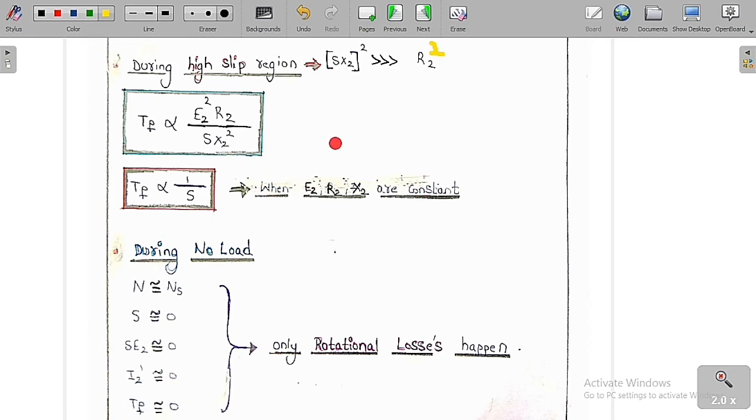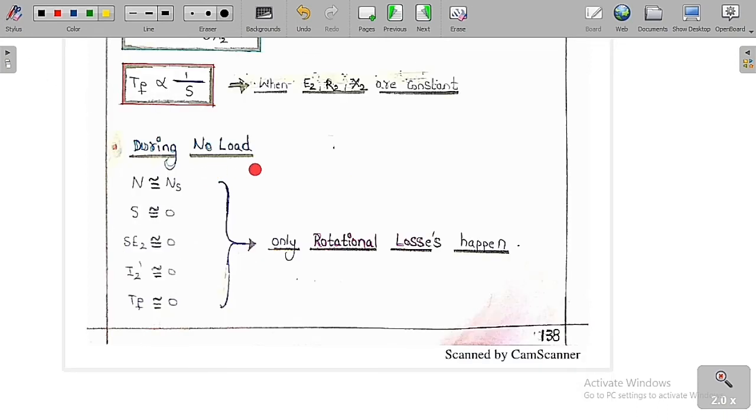We can say in the stable region, or the low slip region, S into X2 whole square is always lesser than R2, whereas in the high slip region S into X2 whole square is always greater than R2 square. This is a thing that you always have to remember. So we are going to get the torque expressions in the low slip region, or the stable region, and the torque expression in the unstable region, or the high slip region. All these things I have already told you.